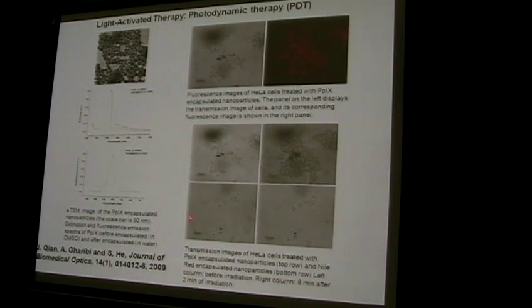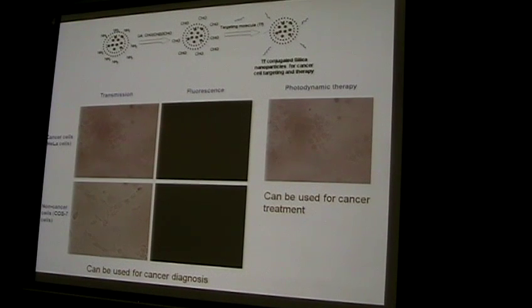Well, this is for comparison. These are the healthy cells, and you don't see the pattern of the aggregation, and this indicates that these cells are killed. They're dead. The dead cancer cells tend to aggregate with each other. So you can use these nanoparticles for the bioimaging and for the therapy as well, to kill the cancer cell.